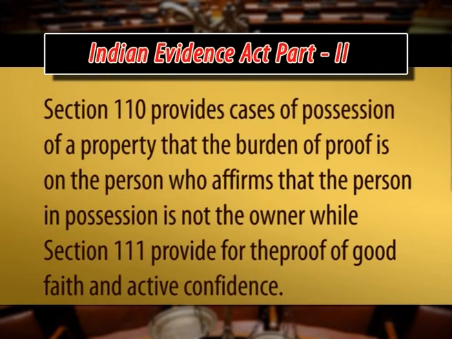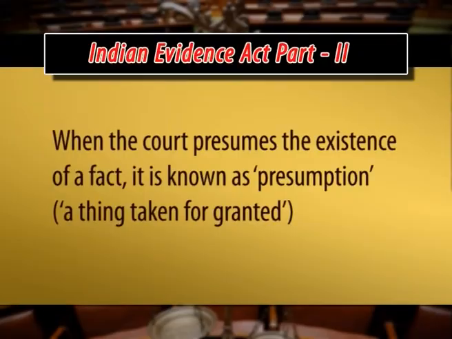Section 110 provides that in cases of possession of a property, the burden of proof is on the person who affirms that the person in possession is not the owner, while section 111 provides for the proof of good faith and active confidence. The court can take into consideration certain facts even without calling for the proof of them. When the court presumes the existence of a fact, it is known as presumption, a thing taken for granted. These presumptions are of three kinds.